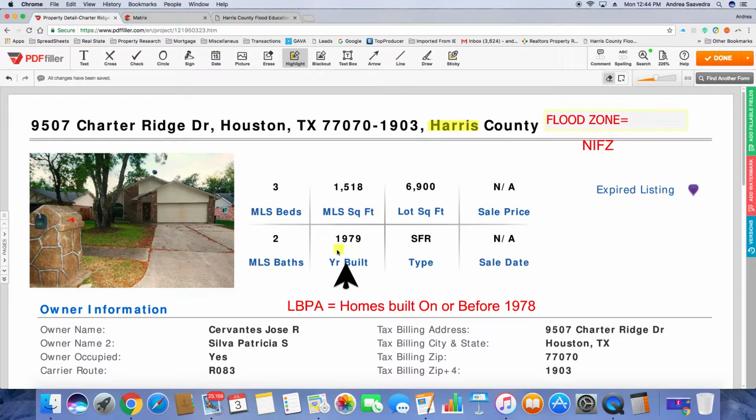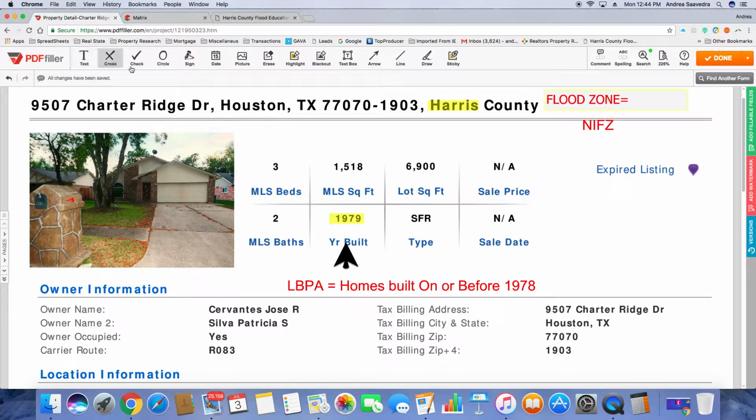And the next thing I want to know is if I need a lead-based paint addendum, okay? So I take a look at the year that my property was built, which is right here, and it was built in 1979. That means I do not need a lead-based paint addendum because this only applies to properties that were built on or before 1978. So my property was built in 1979. I don't need a lead-based paint addendum, so I would just check here. No, I don't need that one, okay?